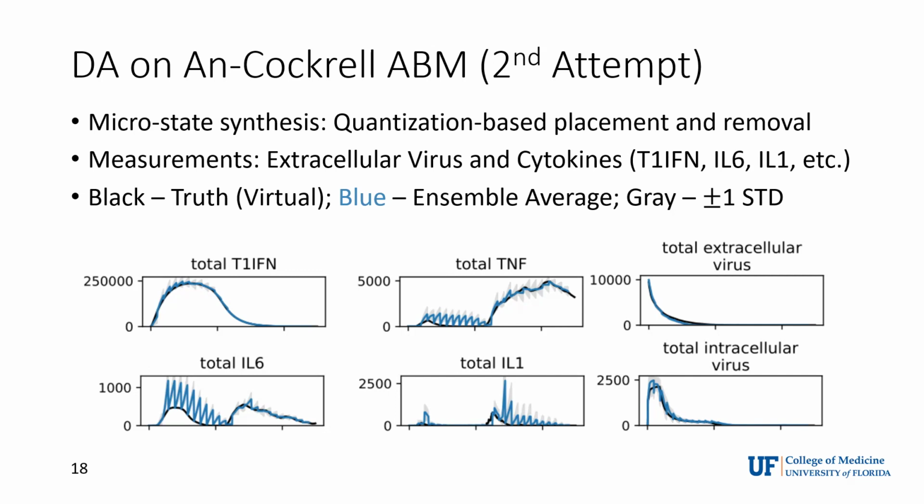The Ancock-Rel model that we're using as well has a lot of variability in the model itself. Sometimes, for instance, you see simulation runs where IL1 doesn't get secreted at all. So these observations are the consequences of negative feedback trying to correct the model. That's exactly what they are.